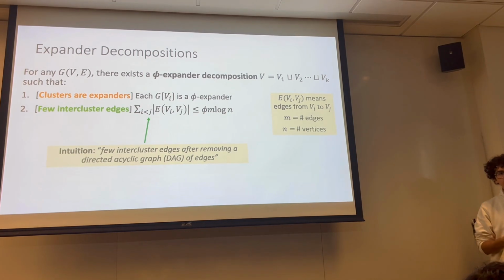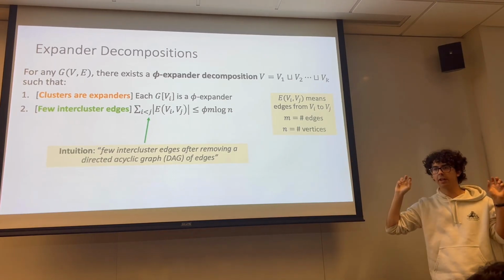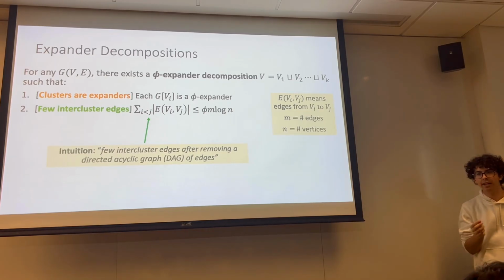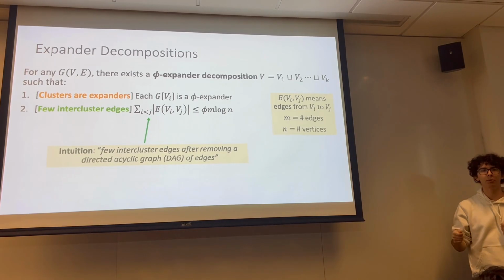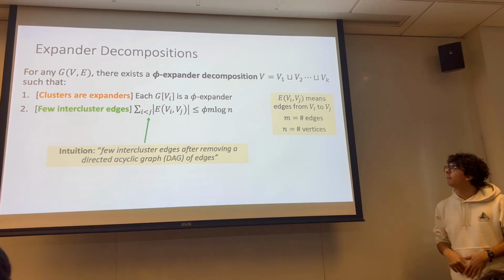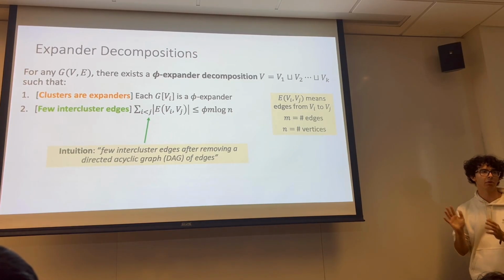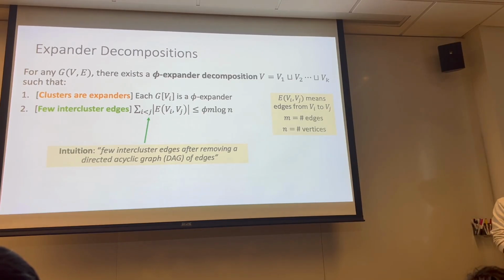And because of that previous example of a DAG, you need this to have any hope of saying something like few intercluster edges. Because in a DAG, in the expander decomposition, every edge will be an intercluster edge. So we wouldn't be able to say few. This is to try and interpolate between the undirected and directed notions of expander decomposition.